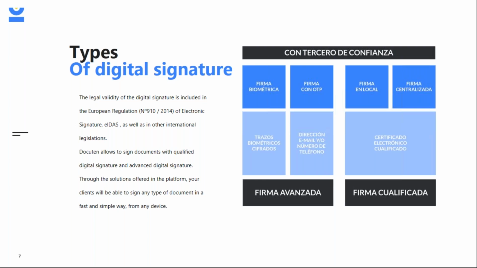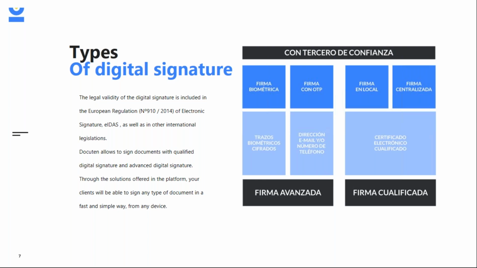Here we can see two types of signatures: biometric, which is based on a trace that has been placed on a tablet or a smartphone touchscreen. This is more for cases where there is some kind of interaction with the person who needs to sign the document. And then we have OTP signature, one-time password.